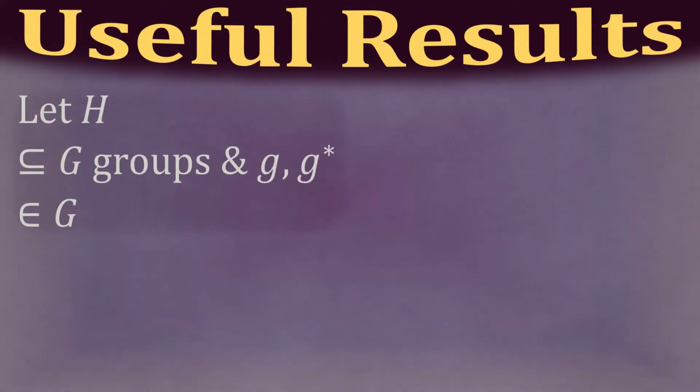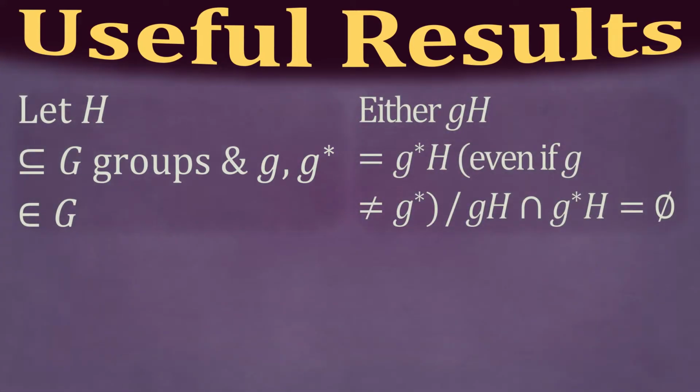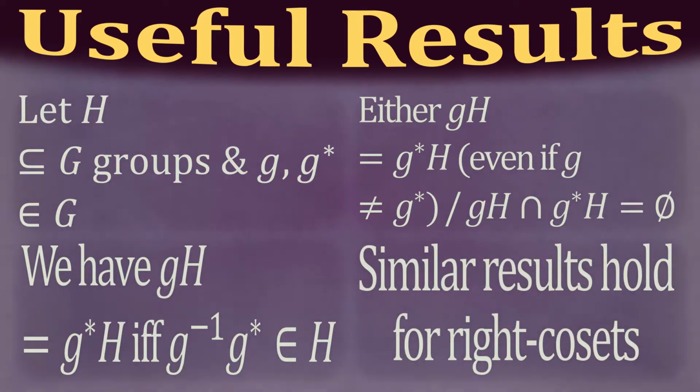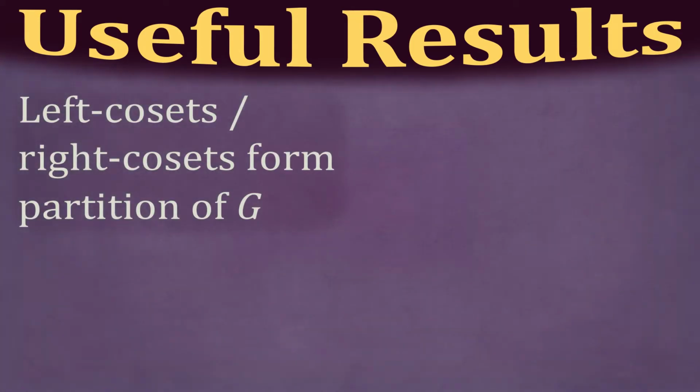This definition of cosets leads to some useful results. Let H be a subgroup of G, and let g and g star be in G. Then we have that either gH is equal to g star H, note this can happen even if g does not equal g star, or gH intersect g star H is equal to the empty set. Also, gH equals g star H if and only if g inverse times g star is in H. Similar results hold for right cosets. Therefore, the left cosets or right cosets form a partition of G.